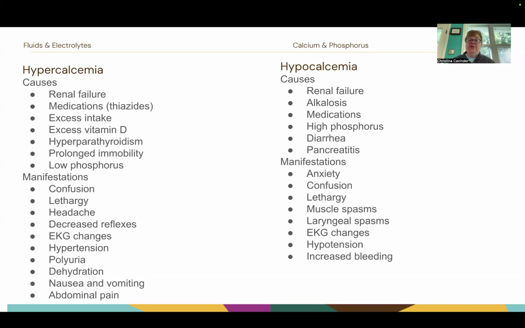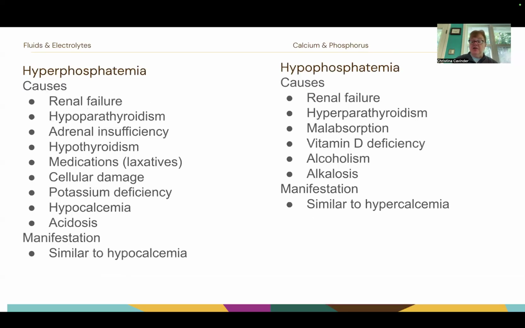Hypocalcemia: renal failure again, alkalosis, medications, too much phosphorus, the balance. Diarrhea, pancreatitis. Manifestations are anxiety, confusion, lethargy, muscle spasm, laryngeal spasm, EKG changes, hypotension, and increased bleeding.